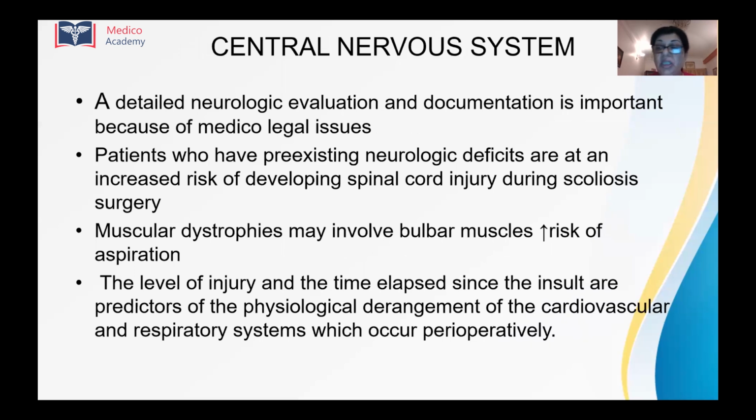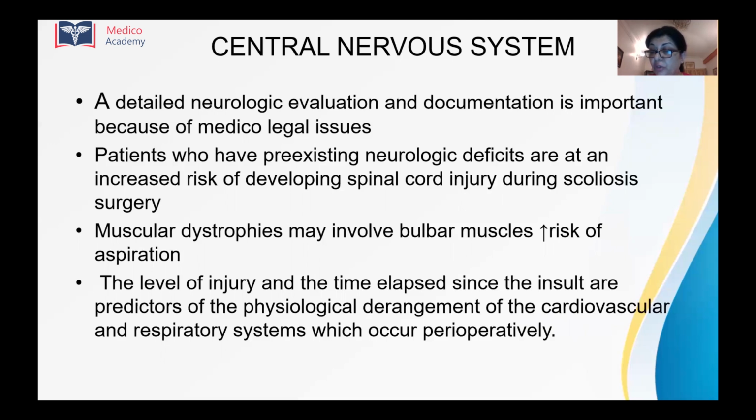Central nervous system. A detailed neurological evaluation and documentation is important because of medico-legal issues. A full neurological assessment of the patient should be made preoperatively. This should be documented for three reasons. First, in patients with cervical spine injury, the anesthetist has the responsibility to avoid further neurological deterioration during maneuvers such as tracheal intubation and patient positioning.